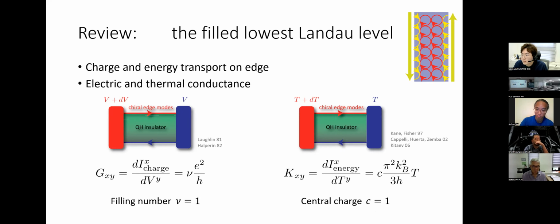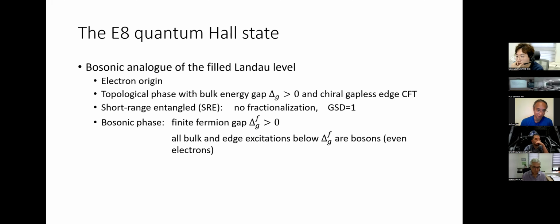So now let's try to generalize this to the bosonic version. As I was saying before, we are only interested in topological phases that are constructed from electrons. So the Hamiltonian should be able to be written down as electron local interactions, and then there should be an energy gap in the bulk. So the delta G should be bigger than 0 in the thermodynamic limit.